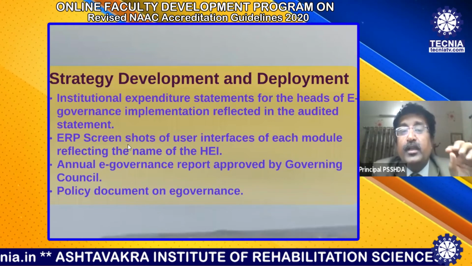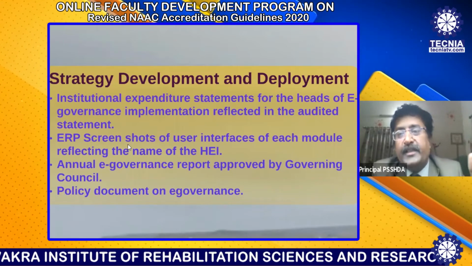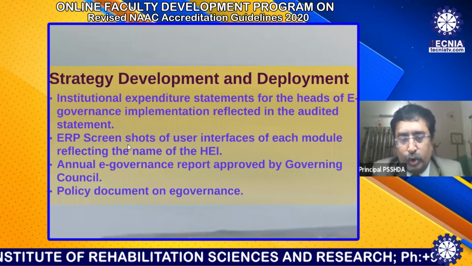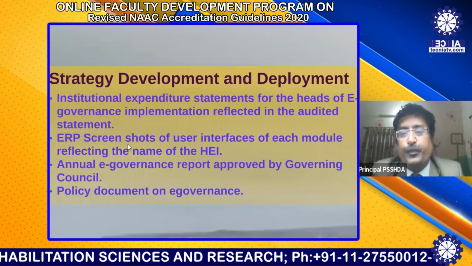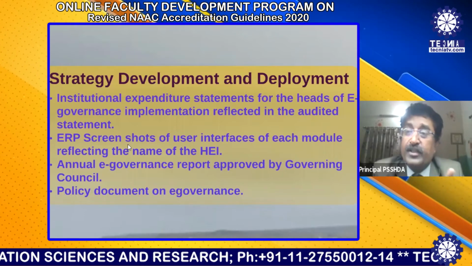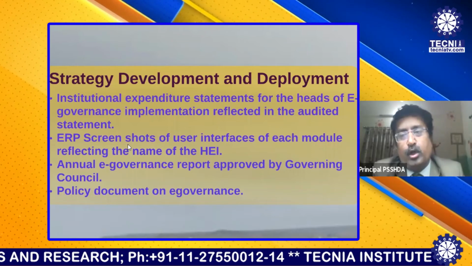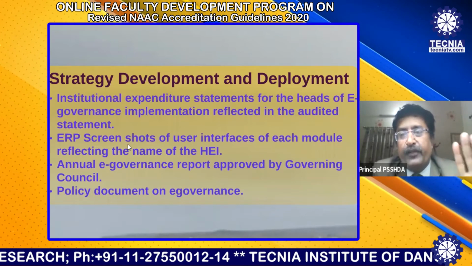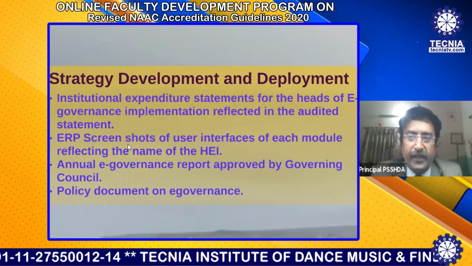Then the annual e-governance report. If you have an ERP system, you can easily print the annual report through your ERP. You need to keep this e-governance report ready, and it must be approved by your governing council also. And policy documents on e-governance. If you have these documents ready, then this indicator is comparatively very easy to fill up.